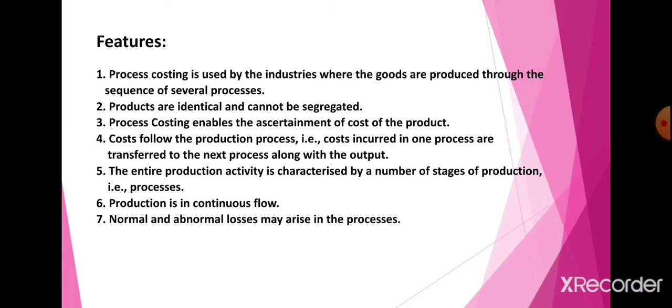From these two definitions, we can frame the features of process costing. In the case of process costing, production allows a series of sequential processes. Since the product manufactured passes through various processes, production is a continuous activity. Units produced are uniform and therefore product differentiation is not possible. Following are the main features of process costing.